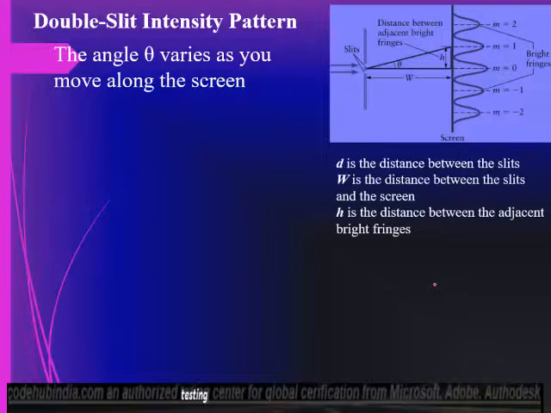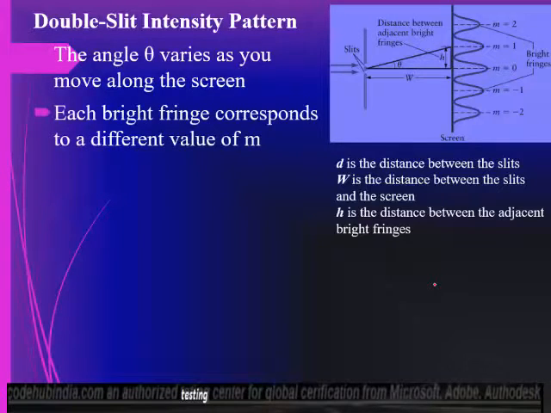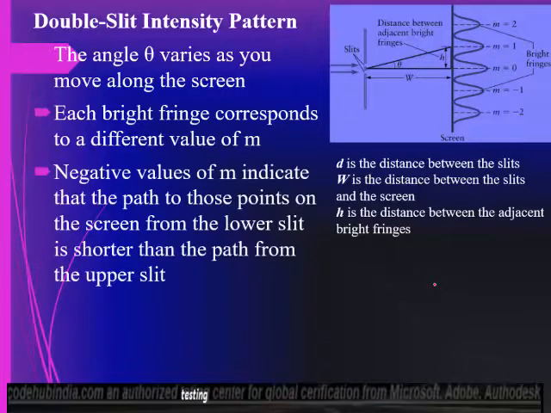B is the distance between the slits, as you have calculated earlier, and W is the distance between the slit and the screen. H is the distance between adjacent bright fringes. Each bright fringe corresponds to a different value of m. A negative value of m indicates that the path to those points from the lower slit is shorter than the path from the upper slit.